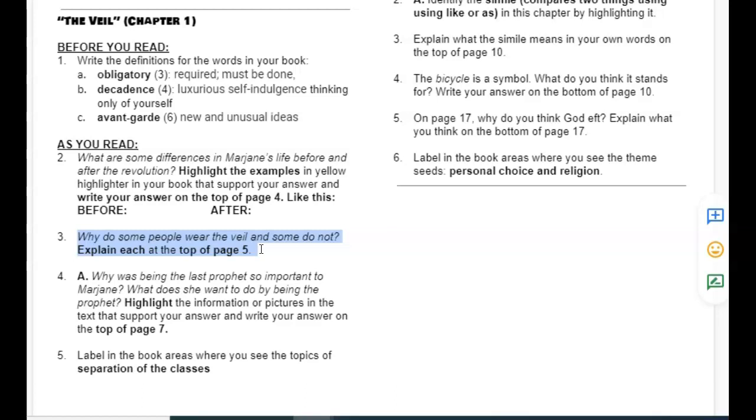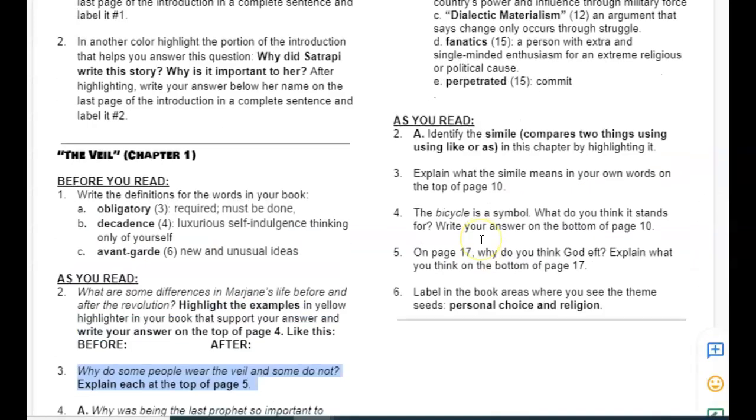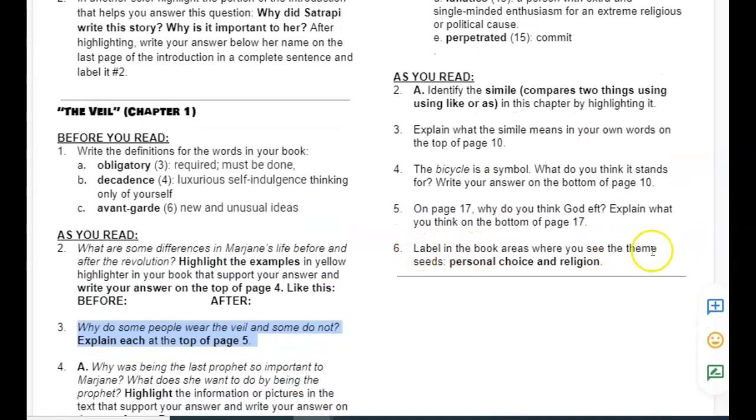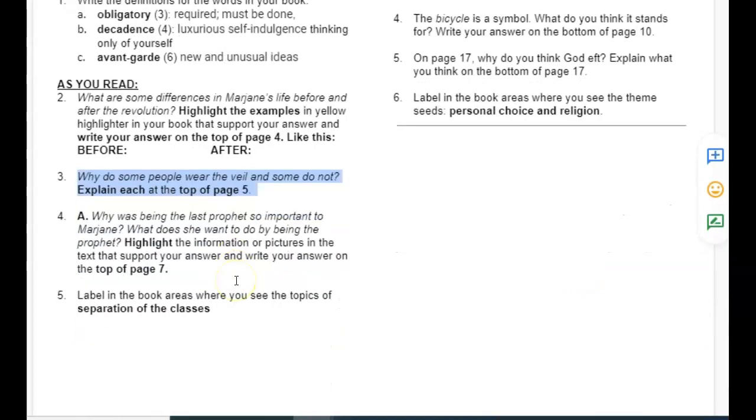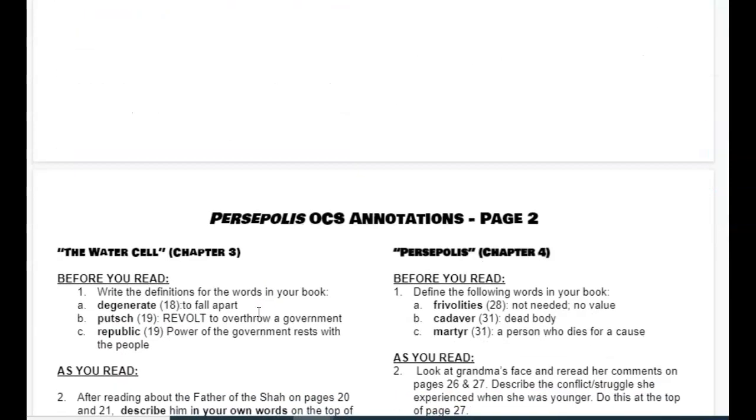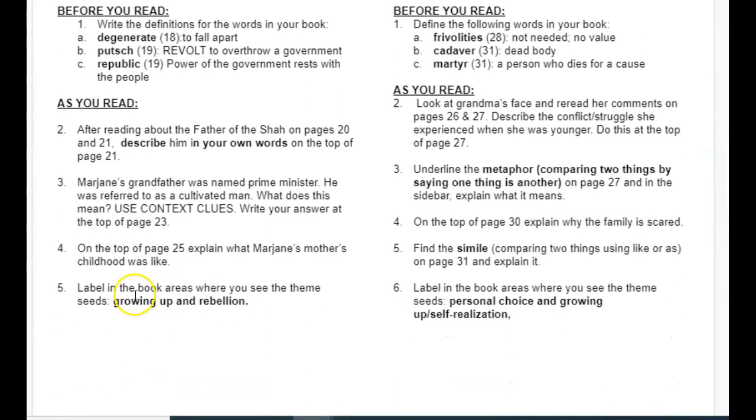It's very important. At the end of each chapter, you'll have something that looks like this. It says, label in the book the areas where you see the theme seed, personal choice, and religion. Or on this one, label in the book areas where you see the topic of separation of classes. You'll see more. This one is label in the book an area where you see the theme seed, growing up, and rebellion.